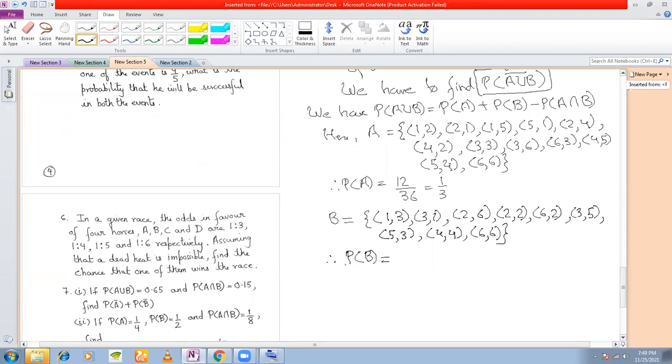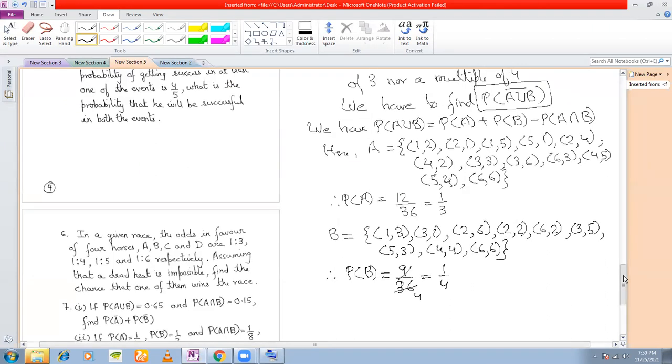So 3, 5 is a multiple of 4? 5 plus 3 is 8. 8 is a multiple of 4. Yes, yes. Okay, so how many events are there? There are 9 events here, right? So this is 9 by 36, sorry. Right? Which is equal to 1 by 4. Isn't it? So PA and PB we have found.